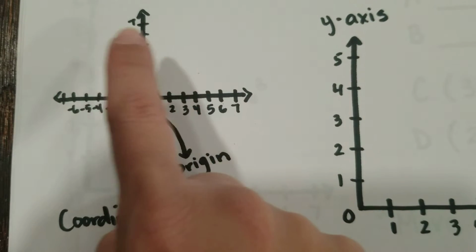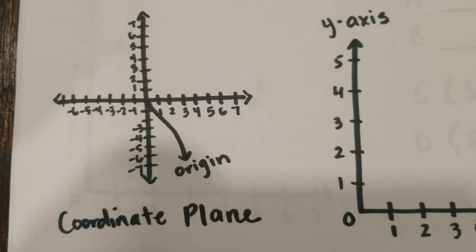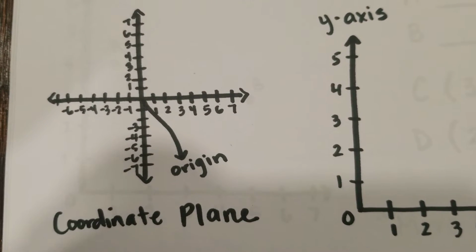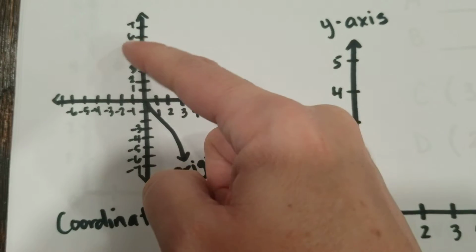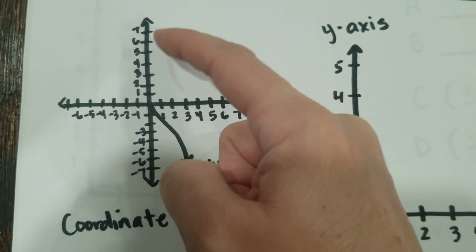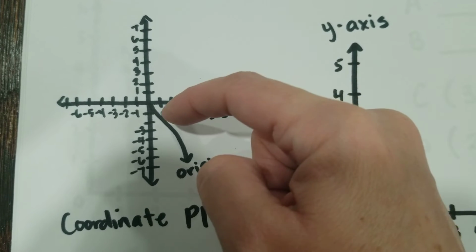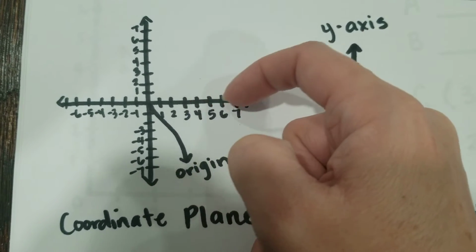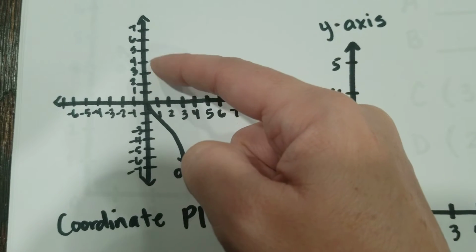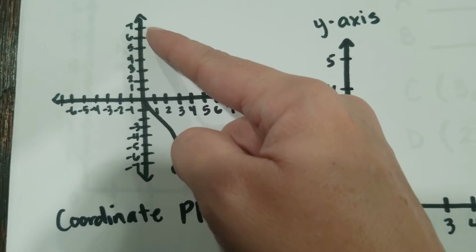Okay, the coordinate plane has 4 sections or 4 quadrants. And when you get into higher grades, you're going to start using all 4 of those. But in 5th grade, we really only focus on this top right quadrant. It's called quadrant 1, and it's where all the positive numbers are. So if you look at the x-axis for quadrant 1, the x-axis is positive, and if you look at the y-axis for quadrant 1, it's also the positive numbers.